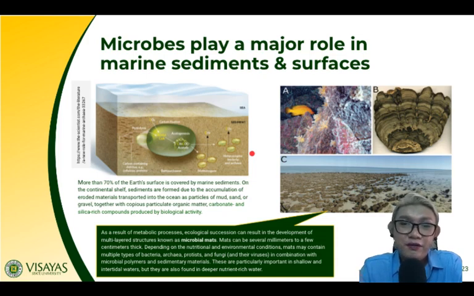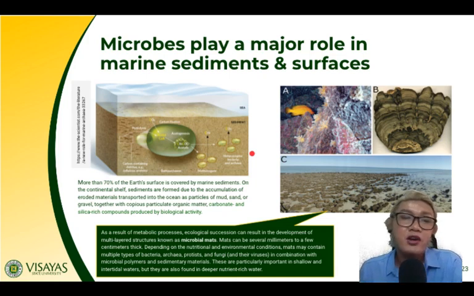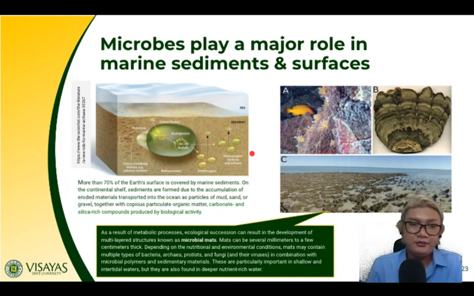They have different metabolic processes, and the succession of these different microorganisms, because of the alteration of the biofilm environment that favors other types of microorganisms, could result in the development of multi-layered structures known as microbial mats. Okay, so they could be of several millimeters to a few centimeters thick, depending on the nutrients and environmental conditions.